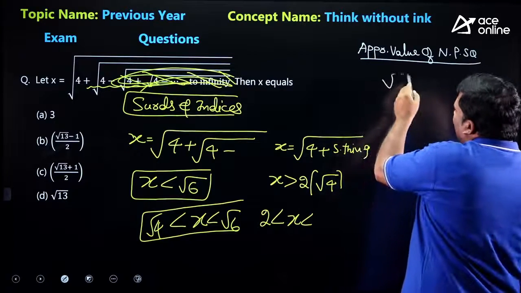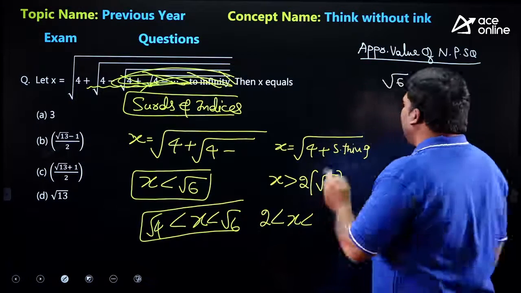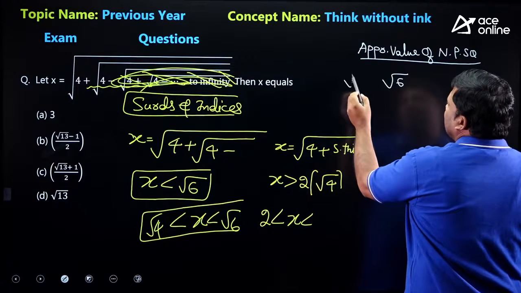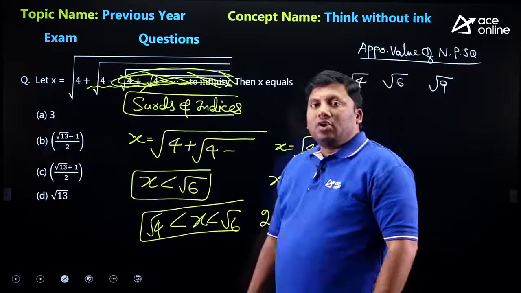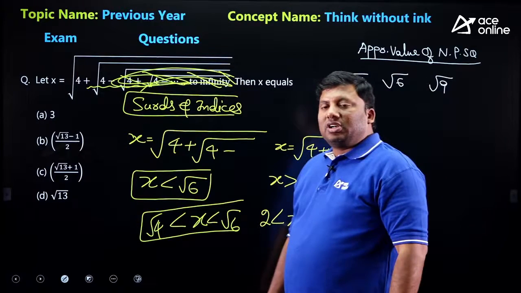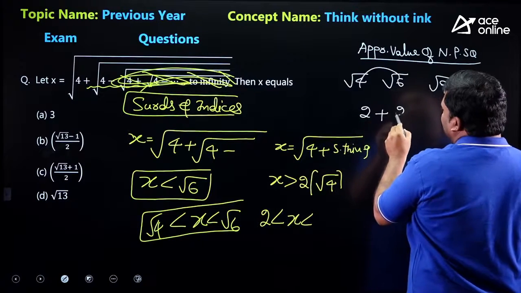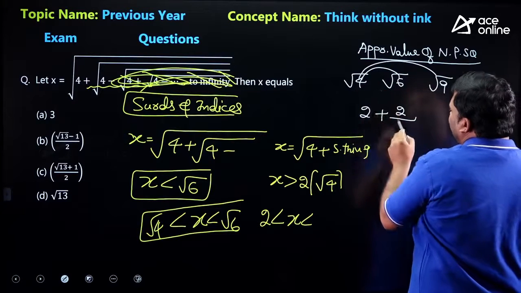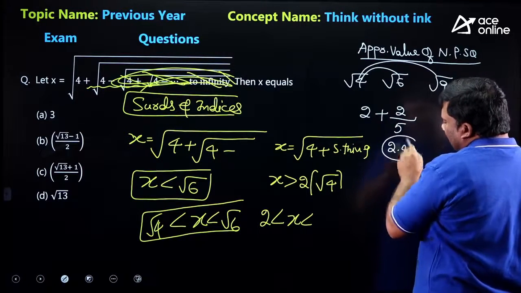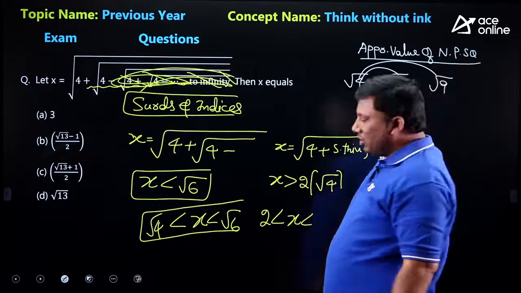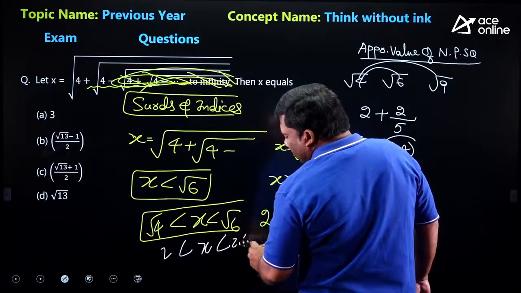Step number 1: root 6 lies between which perfect squares? Root 6 lies between root 4 and root 9. Root 4 is 2, plus the difference between 6 and 4 is 2, and the difference between 9 and 4 is 5. So the answer is just greater than 2.4. The answer should lie between 2 less than x less than 2.4 something.